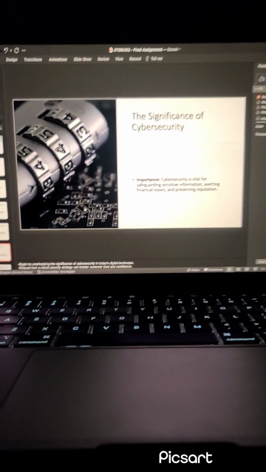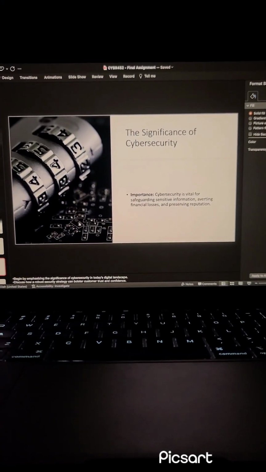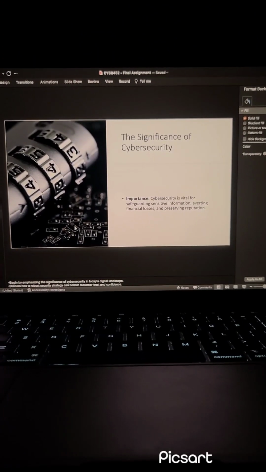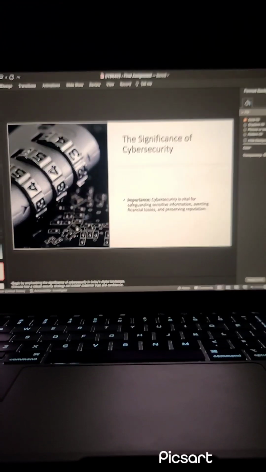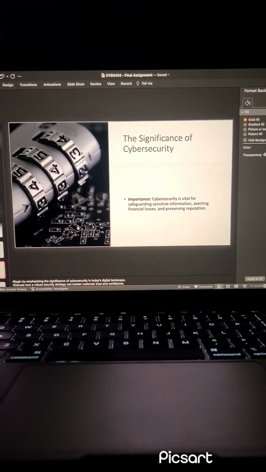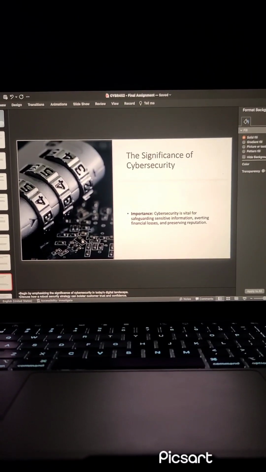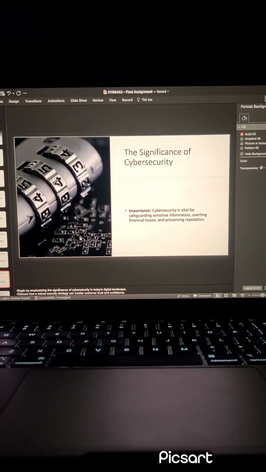Right, next up we have the significance of cybersecurity. Cybersecurity is vital for safeguarding sensitive information, averting financial losses, and preserving reputation. Cybersecurity is definitely important, especially in today's digital landscape. Additionally, a robust security strategy can definitely increase the trust and confidence of the customer.